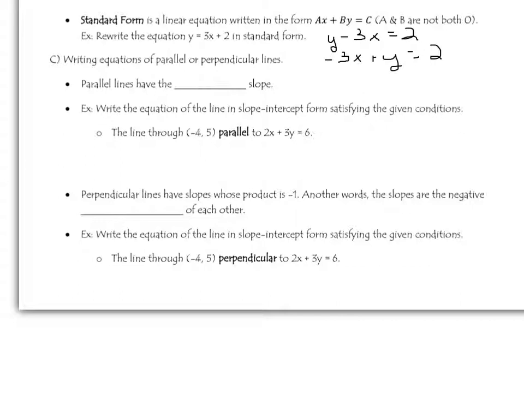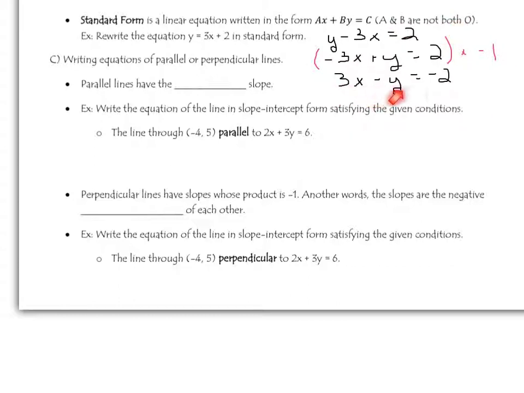You could also rewrite this by multiplying everything by negative 1, and that gets rid of the negative 3 in front. So if we multiply everything by negative 1, then we get negative 3x times negative 1 is 3x, y times negative 1 is negative y, and 2 times negative 1 is negative 2. So right now we can settle for this form of the equation, negative 3x plus y equals 2, because it hasn't told us that a has to be positive.